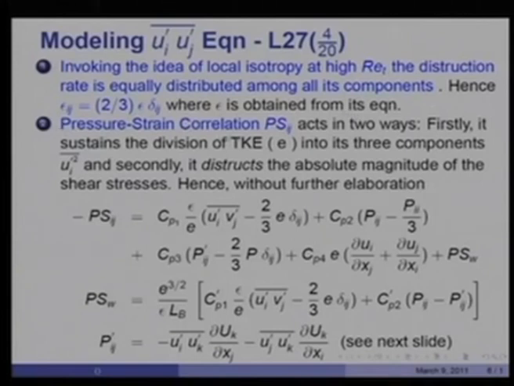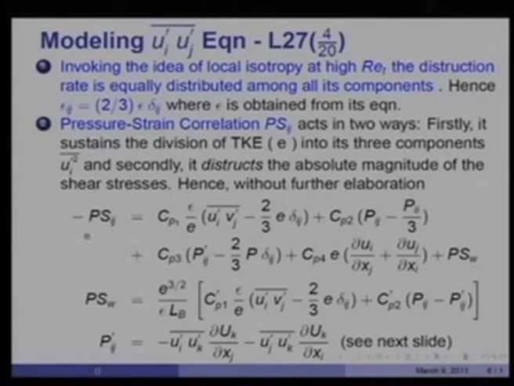The pressure strain term acts in 2 ways. Firstly, it sustains the division of turbulent kinetic energy into its 3 components ui squared, and secondly, it destroys the absolute magnitude of the shear stresses. So, it works in 2 ways: redistributes and destroys. A complete discussion of the pressure strain term would be quite lengthy. So, without further elaboration, I will simply say how the final form of the pressure strain model looks.